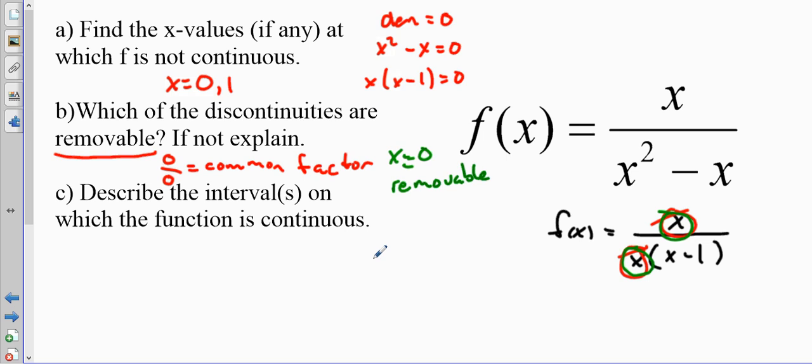That's our removable discontinuity. Describe the intervals on which the function is continuous. Well, right here, it's like our domain. This is going to be, well, where we start. There are no endpoints that I know of. There's not a square root that would do that. So it's going to start at negative infinity.